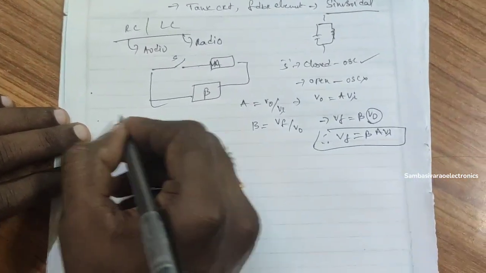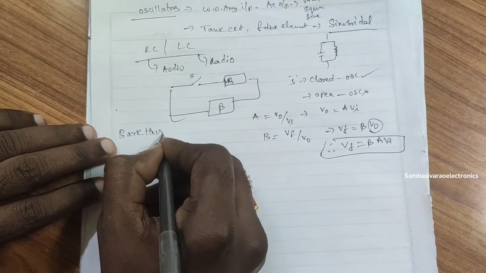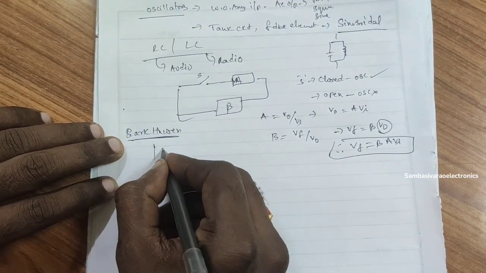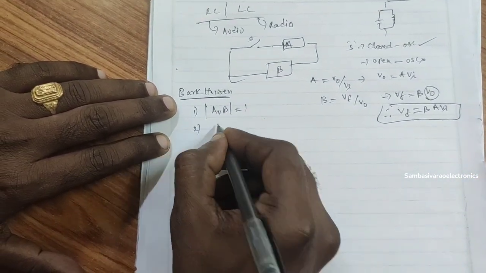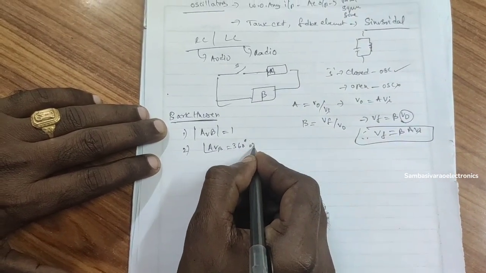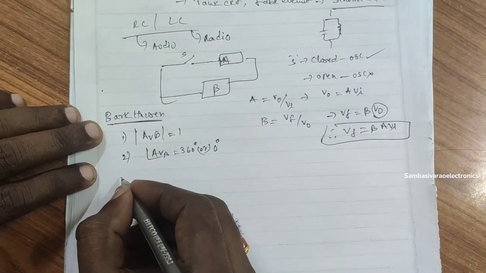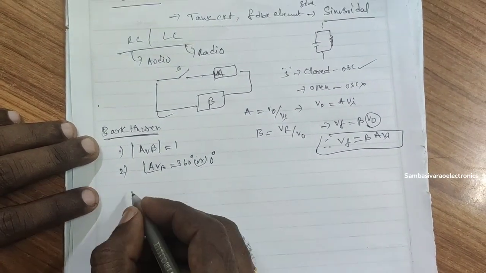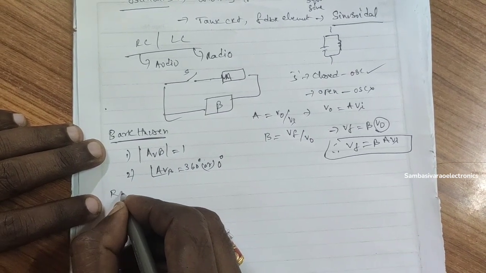Now we move on to the Barkhausen criteria. Every oscillator depends upon this. The modulus of A beta is equal to 1, and the angle of A beta is equal to 360 or 0 degrees. This is the Barkhausen criteria condition.